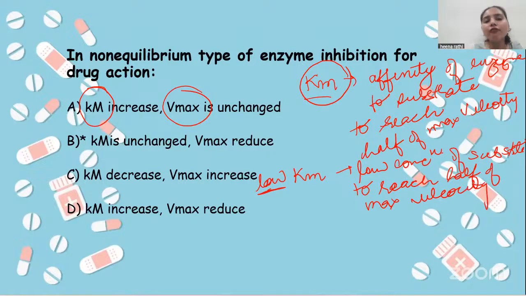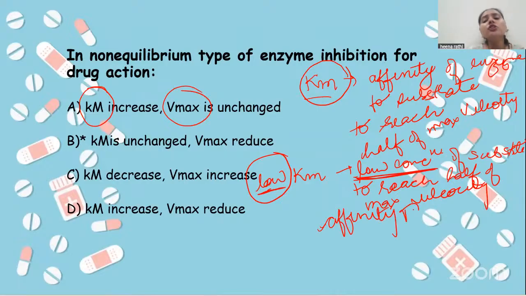To reach half of the maximum velocity. Low Km means there is a low concentration of the substrate. A lesser amount of the substrate is required to reach half of the maximum velocity. It means the affinity is higher, because a low concentration of the substrate is able to give that velocity, which is showing maximum affinity, increased affinity.